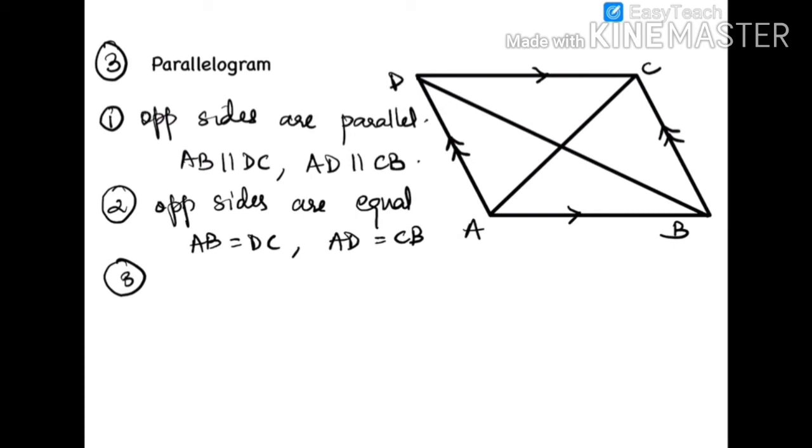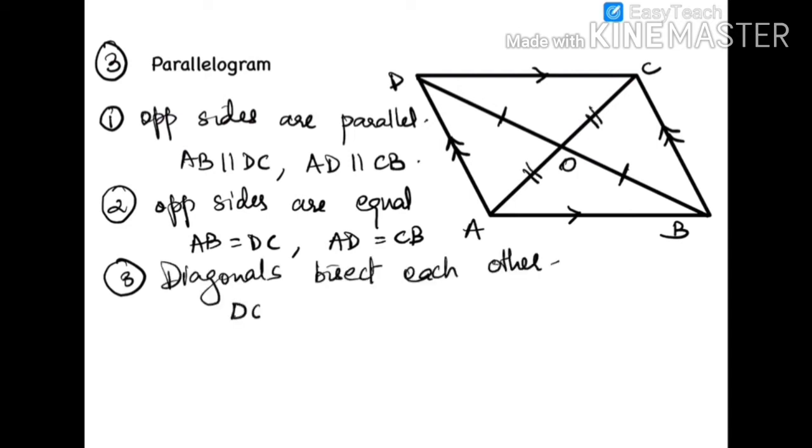Are they cutting each other at right angle? Clearly, from the figure we can see that the diagonals are not perpendicular to each other. You can verify this by actual measurement. But are these diagonals bisecting each other? Yes, the diagonals bisect each other in a parallelogram. So we can say that DO is equal to OB and AO is equal to OC.